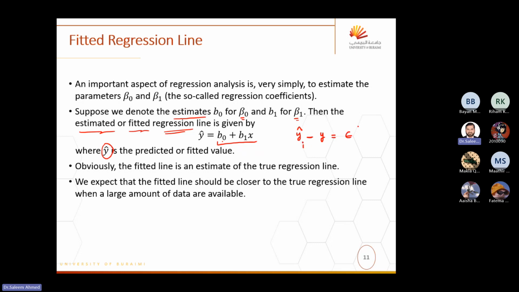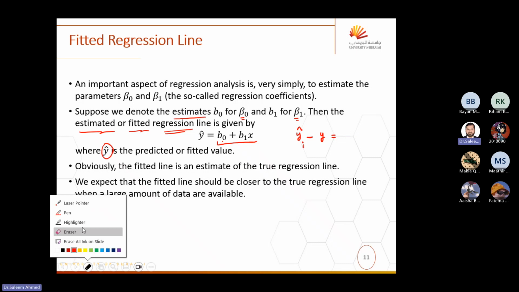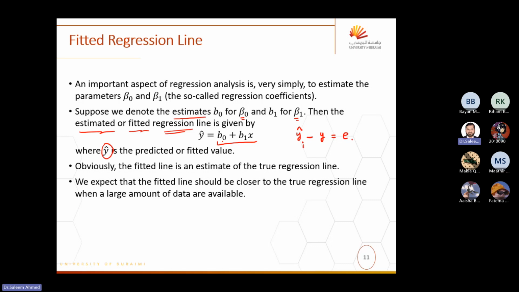Or we can call it e, because epsilon we used for the population. So for the sample, we can use e for that. The sum of all ei's will be 0. So this is ei: if I subtract, this is the fitted value and this is the actual y value. So there will be a difference between them. But again, ei's are very well behaved errors. Their sum is always 0. Now what we want to do is, how can I find b naught and b1? We find b naught and b1.